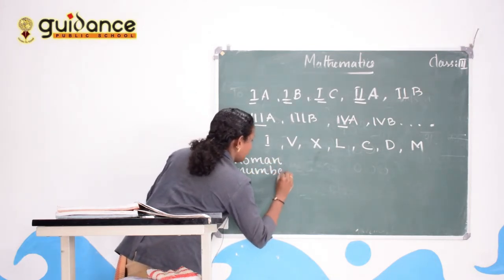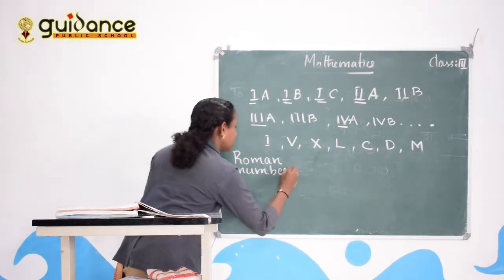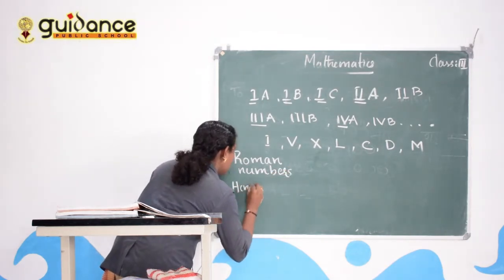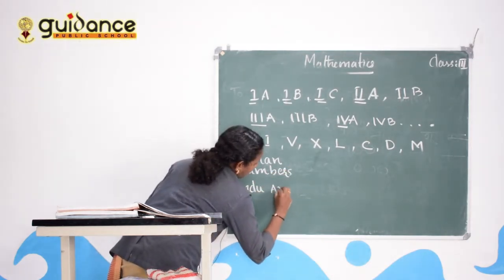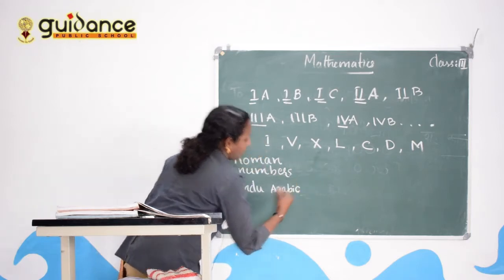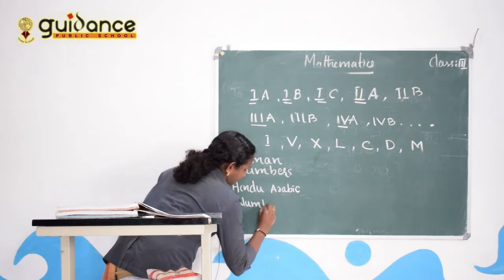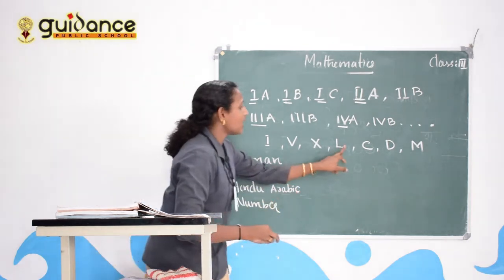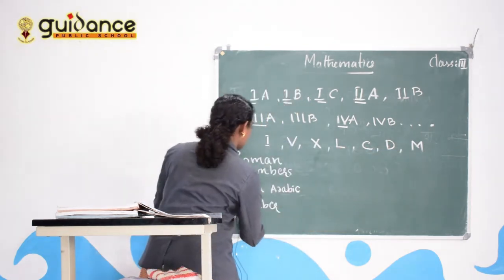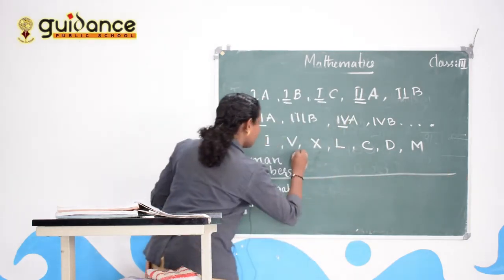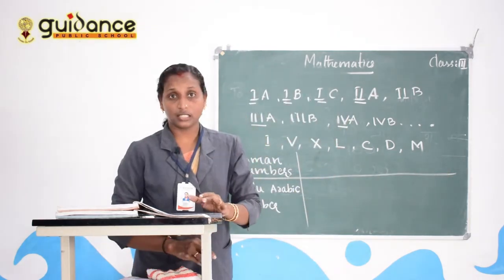So, in this class, the Roman numbers and the Hindu-Arabic numbers. So these are the Roman numbers. The Hindu-Arabic number means the numbers.